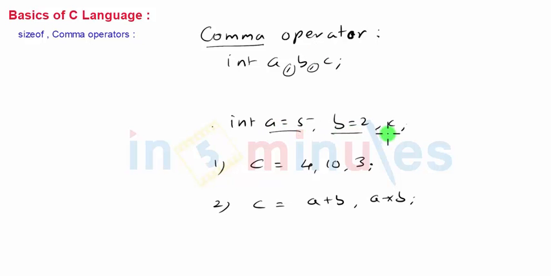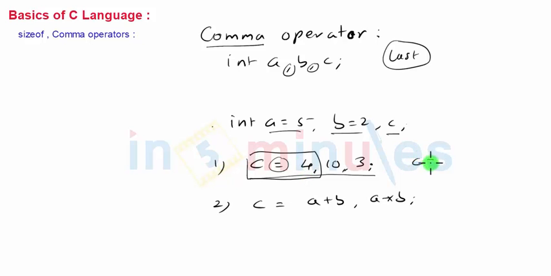Assuming a is 5, b is 2 and c has no value. Let's see this expression now. The comma operator is the last operator to work among all the operators of C. Its precedence is the least. Here we can see there are two commas and one equal to symbol, so there are two operators over here, comma and equal to. Comma will work at the end. So first the assignment operation will work, that is c will get the value 4, and then these two values will be simply lost and they have no effect in the given expression.